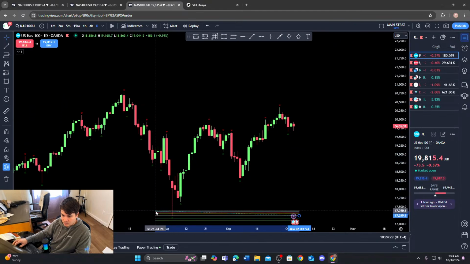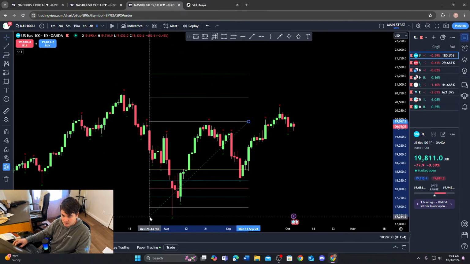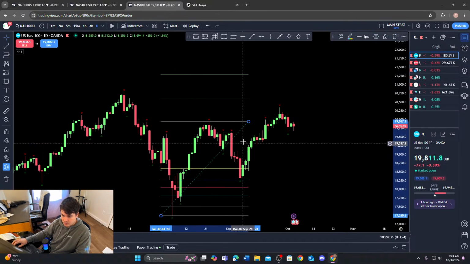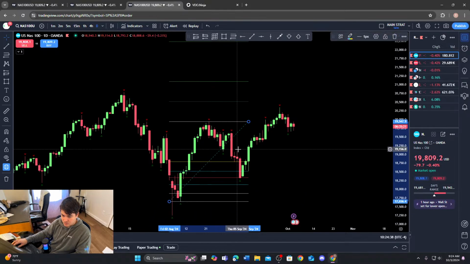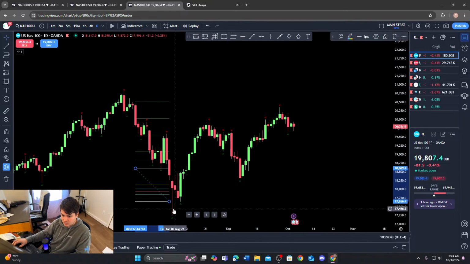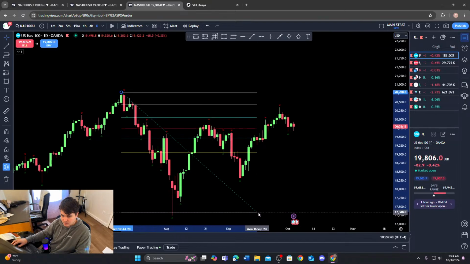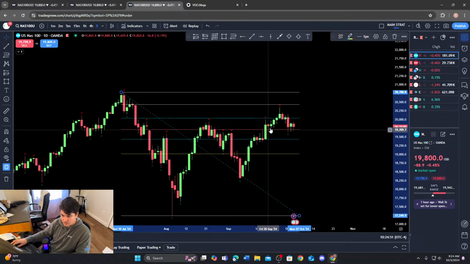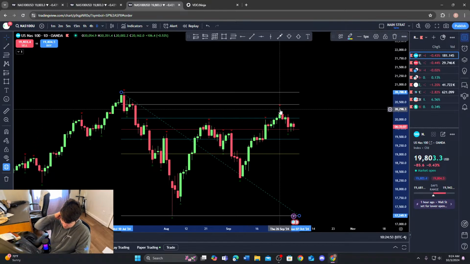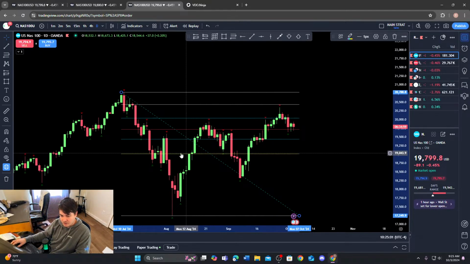So if we move our Fibonacci from here to here, the market moved to discount here and moved back up to premium. So if we go like this, from here to here, it went back to premium here. These levels are very useful, accompanied with order blocks, fair value gaps, stuff like that.